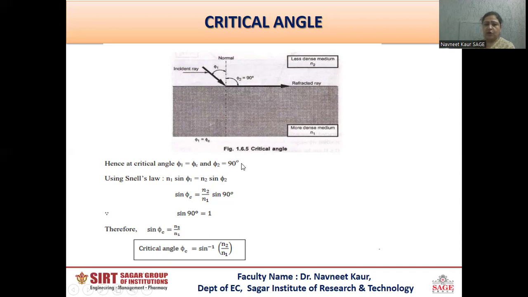So, using Snell's law, n1 sin phi1 is equal to n2 sin phi2. Now, when phi1 is equal to the critical angle phi c, phi2 becomes 90 degrees. So, sin phi c equals n2 upon n1 times sin 90 degrees. We know sin 90 degrees is 1. So, sin phi c will be n2 upon n1. So, the critical angle will be given as sin inverse of n2 by n1. This is the equation for the critical angle.